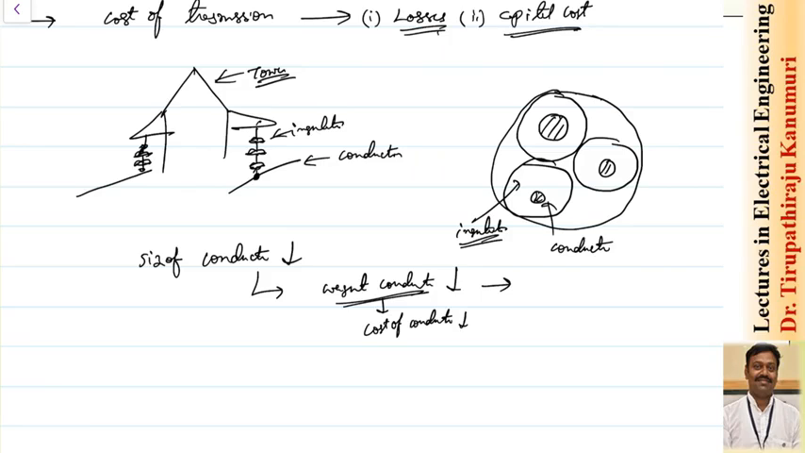So the tower strength that is required will decrease. So when the tower strength required is decreased, automatically the cost of the tower will decrease. So this also saves the power. So along with that, as the conductor size decreases, because there is a concept called as the sag, that means between two towers.